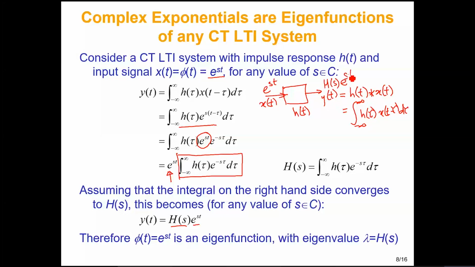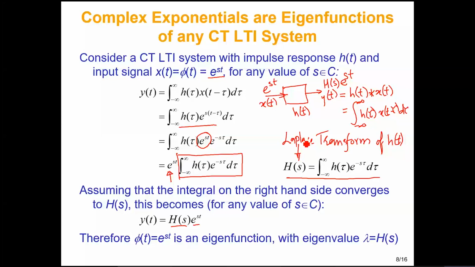So we showed that e raised to power of st is basically an eigenfunction, and the eigenvalue of this eigenfunction is H(s), which is basically this particular term right here. In mathematics, you have seen this. This is nothing but the Laplace transform. For those of you good in mathematics, you should already have seen that this is the same as the Laplace transform of h(t). So if you take the Laplace transform of h(t), it becomes H(s). This is what it is.